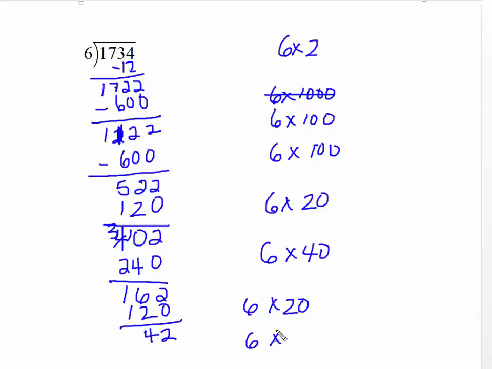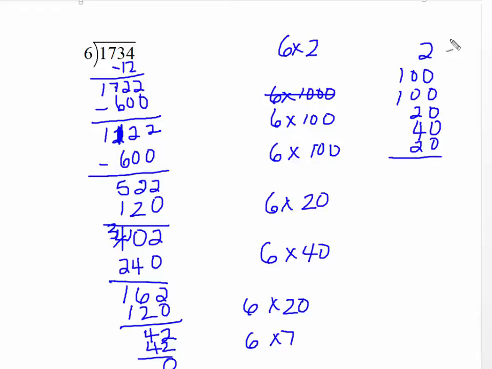And 42 is simply 6 times 7. And so I'm going to have a remainder of 0. The question becomes then, what is the final answer? And remember, this was all the different groups of 6. So what I have to do is add up all my numbers. Well, I took 2 groups of 6 off, then I took 100 groups of 6 off, then another 100, then a 20, then a 40, then another 20, and then a 7.